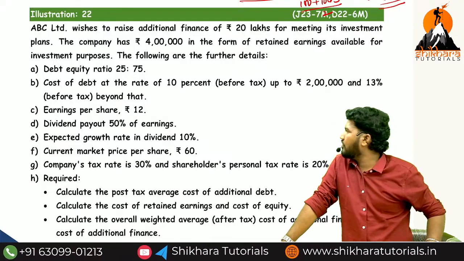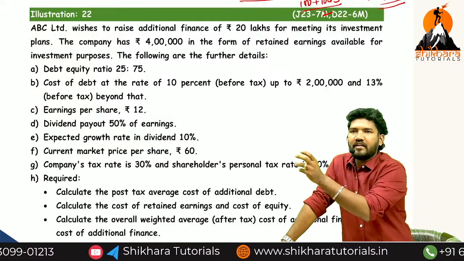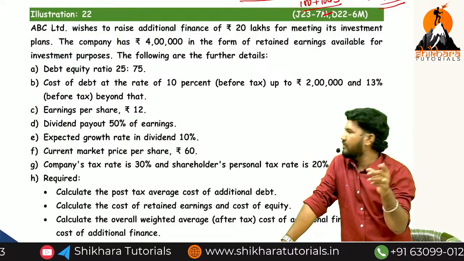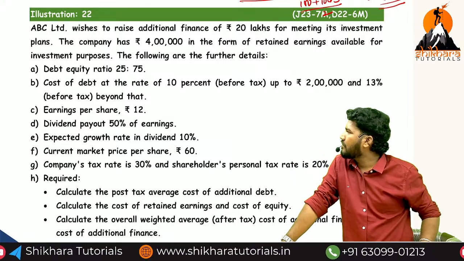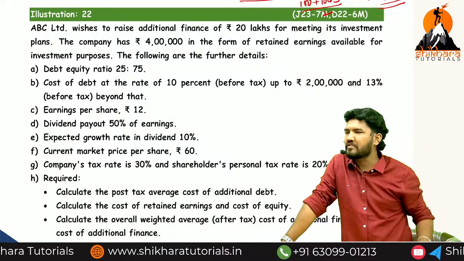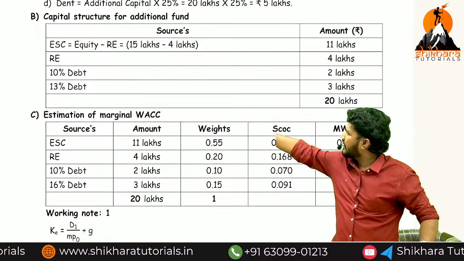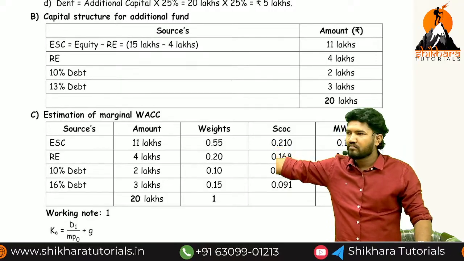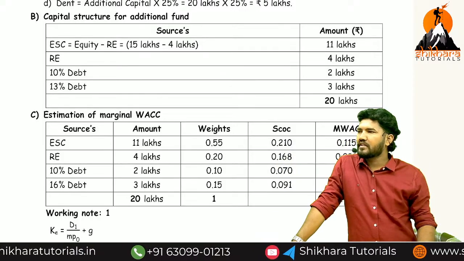So when it comes to the debt amount, how much is it? 5 lakhs. Out of 5 lakhs, they are saying that up to 2 lakhs carries a 10% rate. Beyond that, every 1 rupee carries a 13% rate. Out of 5 lakhs, up to 2 lakhs is debt one at 10%, and beyond that the pending 3 lakhs. Capital structure completed: equity share capital 11 lakhs, retained earnings 4 lakhs, 10% debt 2 lakhs, 13% debt 3 lakhs. This structure also you have to create. Clear now?